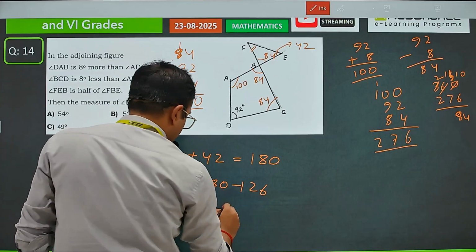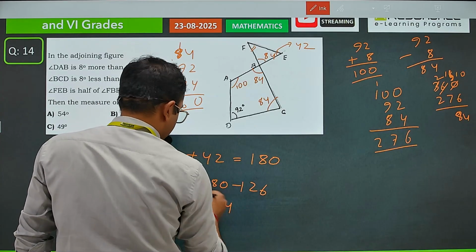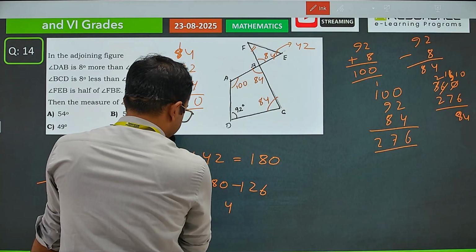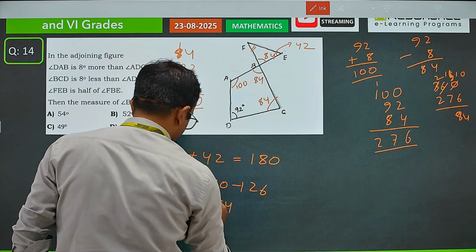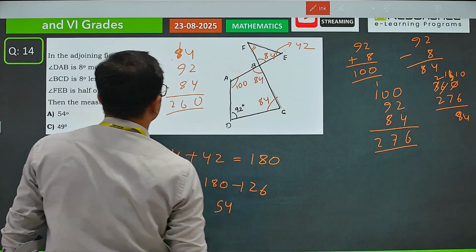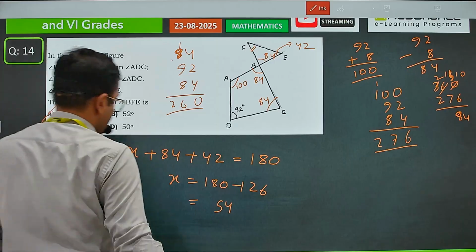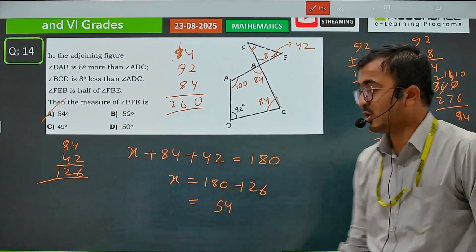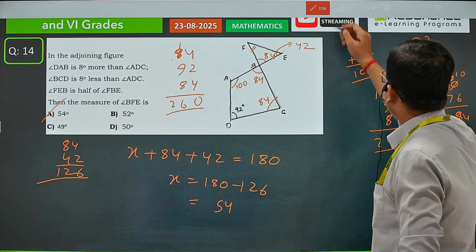That is 4, and we will get 7, that is 54. Correct, 54, yes, 54 is the value. We have an option. So that's option A. Okay, done. Moving to the next one.